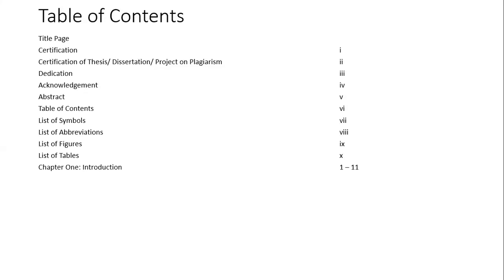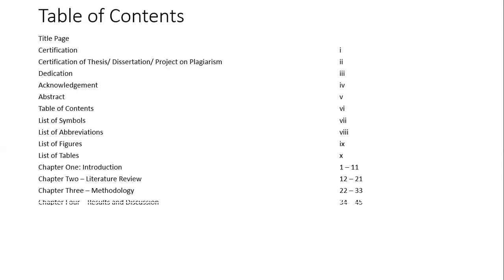Then chapter 1, there we have the numeric numbers. That's 1 to, let's assume, it could be 1 to 30 or 20 or 25 or 15. Then we have chapter 2 being the literature review, then the page numbers, chapter 3, chapter 4, chapter 5, references and indices.